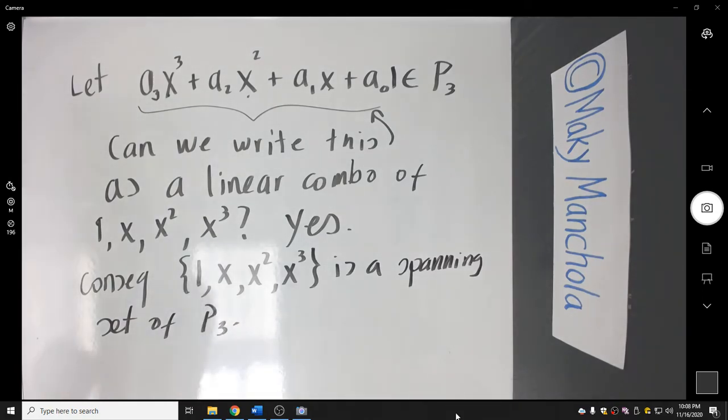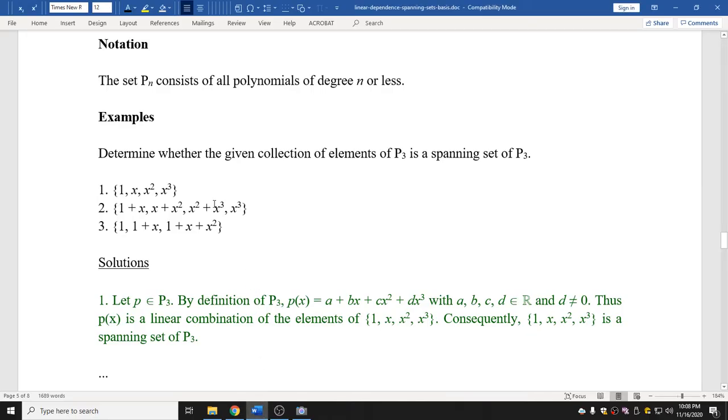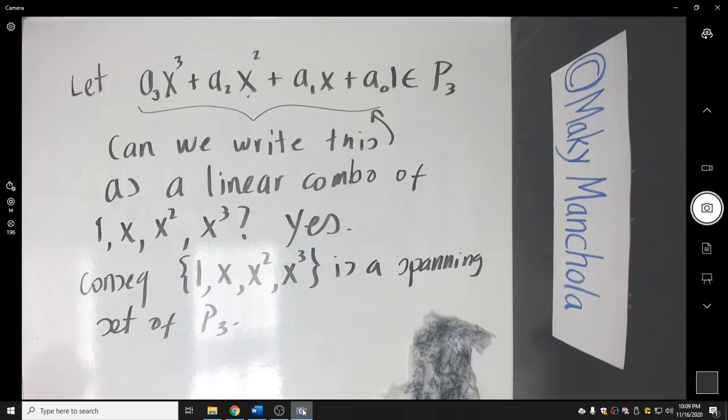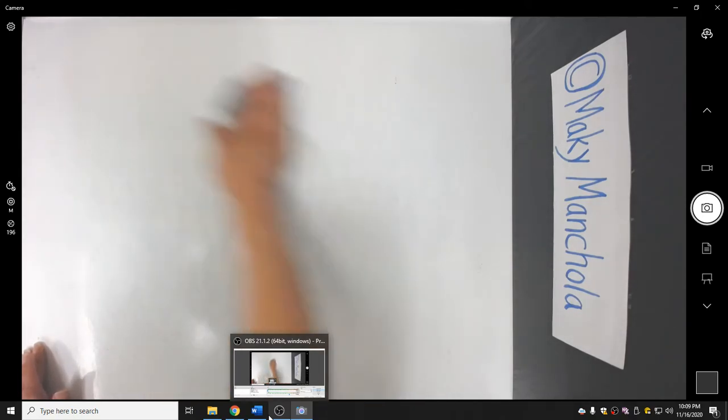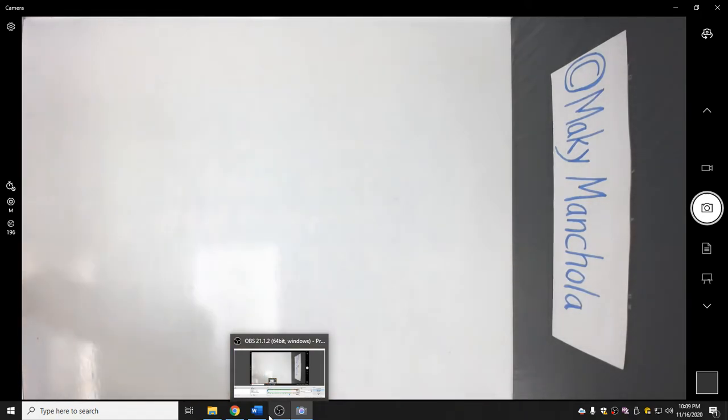Okay, let's try another one. Determine whether the collection consisting of 1 plus x, x plus x squared, x squared plus x cubed, and x cubed is a spanning set of P3. Now this one's more interesting because it is not clear how you would choose your scalars. Notice that there are 4 elements here, so we are going to need 4 scalars, C1, C2, C3, and C4. Okay, so let's set up and see how to deal with the question.